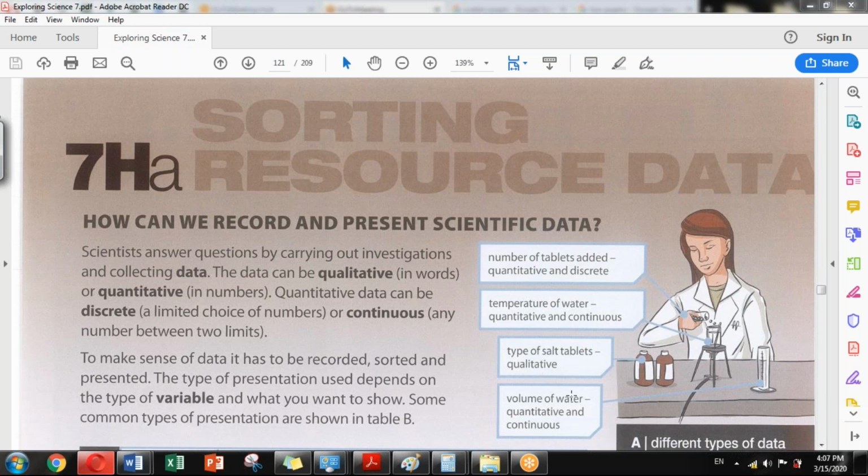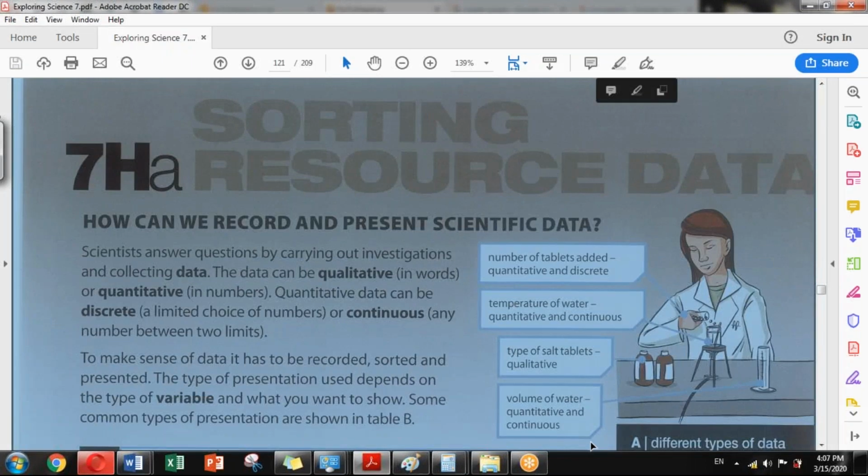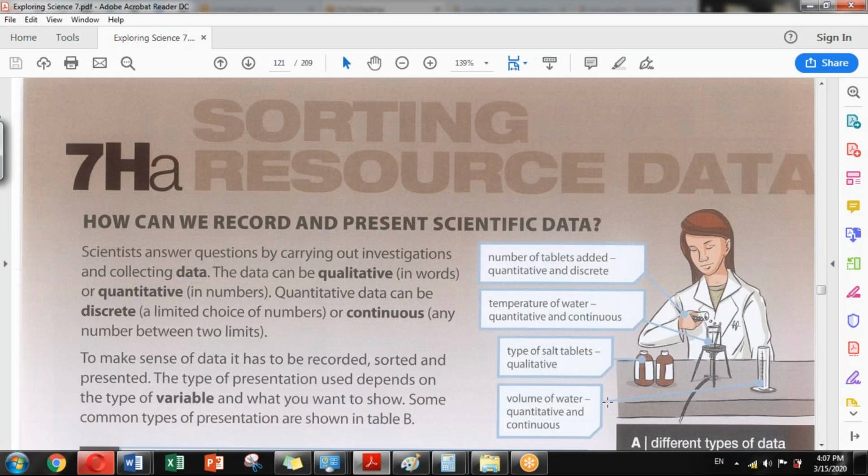Then volume of water, again quantitative. Why quantitative? Because you can talk about 50 centimeters cubed, 60 centimeters cubed, 50 millilitres, 40 millilitres. So with numbers. And continuous. Again, the volume can get any number. You can measure the volume of the water. That's why it is continuous. But in this continuous one, there's not a continuous range of measurements that can be made.